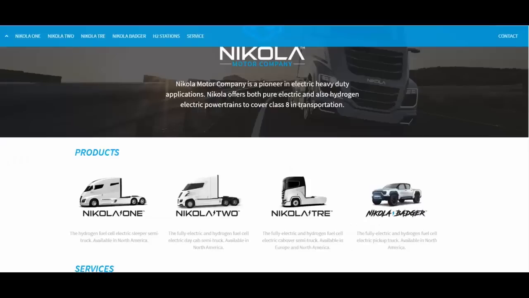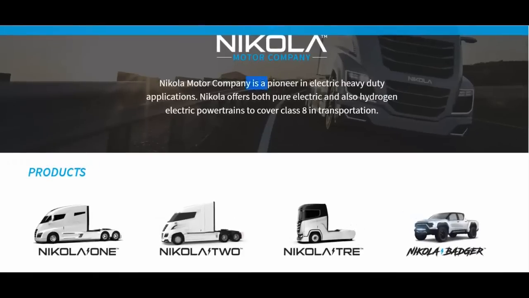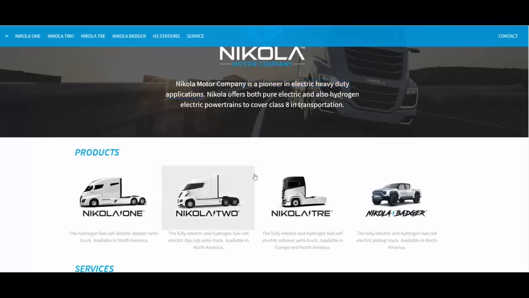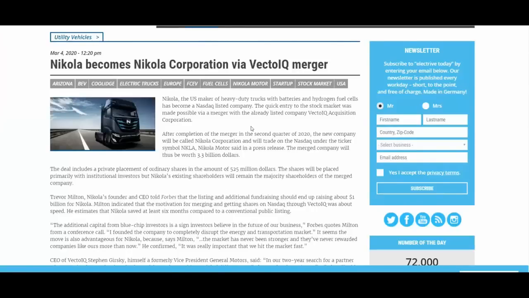Here you can see the portfolio of Nikola Motor Company, and they are a pioneer in electric heavy-duty applications. For now they will be dealing with heavy-duty applications like pickup trucks, semi trucks, or trucks, and they offer both electric and hydrogen electric powertrains to cover class 8 transportation. So that's Nikola, and that's why they are a direct competitor of Tesla in the field of electric and hydrogen electric powertrain applications. Now that we have a short overview of both companies, let's see what's going to happen soon and why there is a hype about this company.